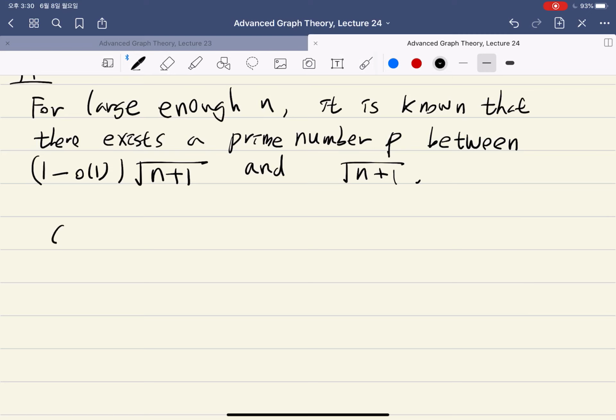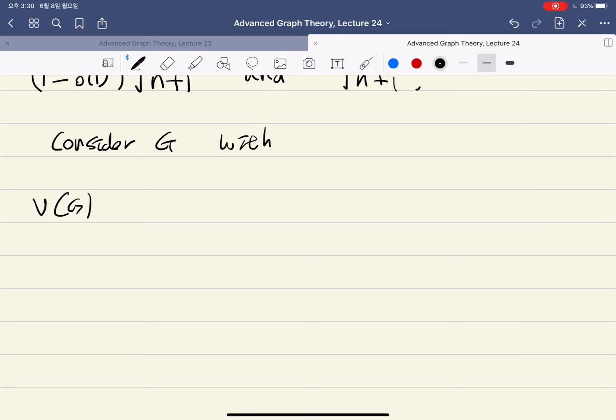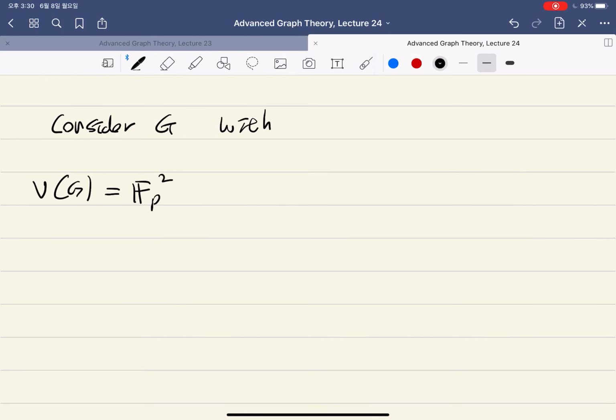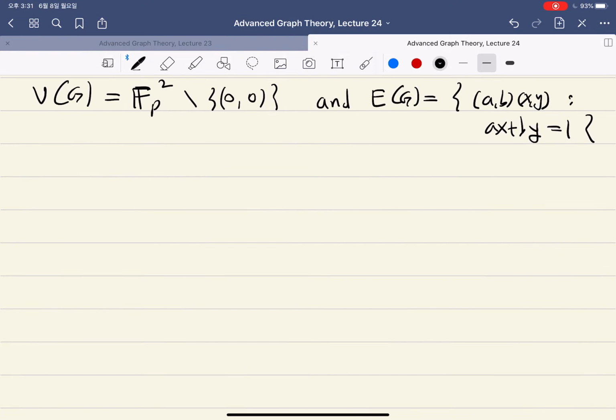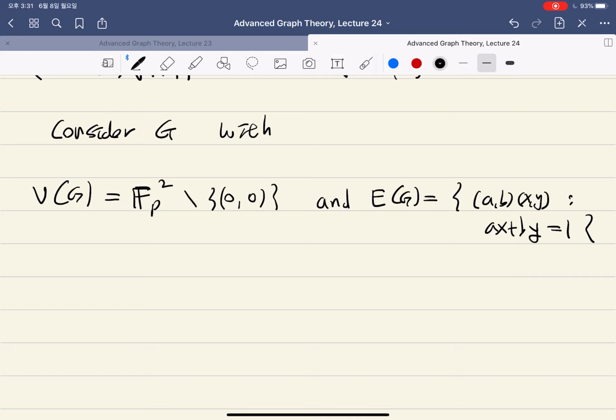Assume n is large. And we consider a graph G, which is called the polarity graph, with the following. We consider the field on p elements, and we take the pairs of that, and we remove the origin. And let's say the edges: two vertices (a, b) and (x, y) form an edge if ax plus by is 1. So this defines a graph. We specify the vertices and we specify the edges.